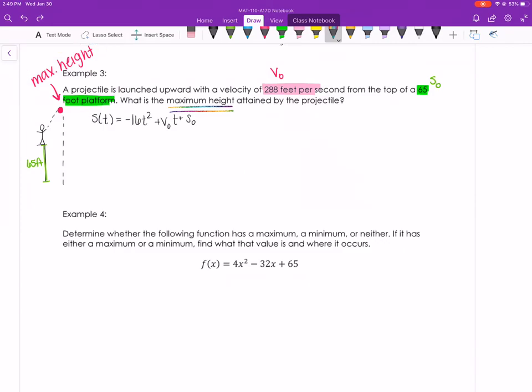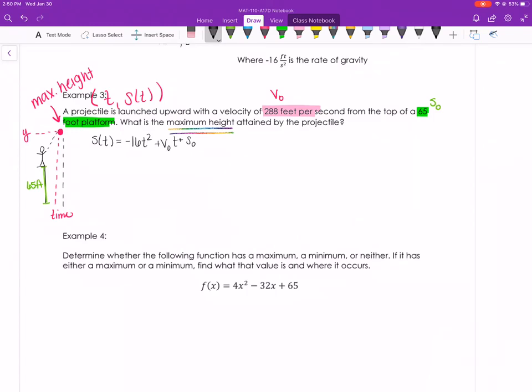The reason is this is some point t and then s of t, t being the time. So when I find the first part of the vertex, that's actually how long until it's at the max height. It isn't until I plug that t back in that I find the actual height, because that's the y value associated with that time.